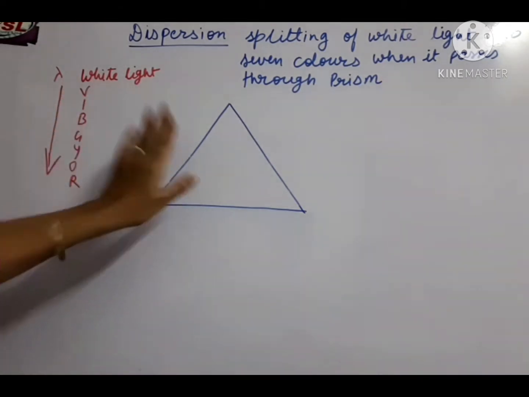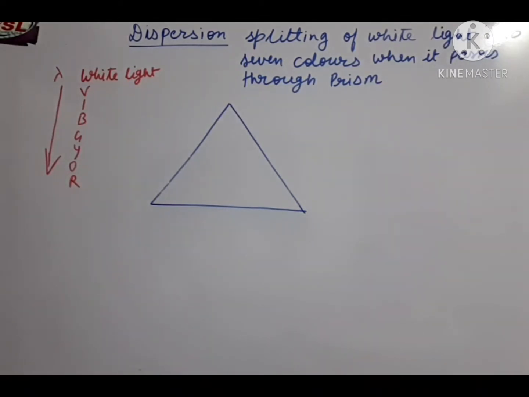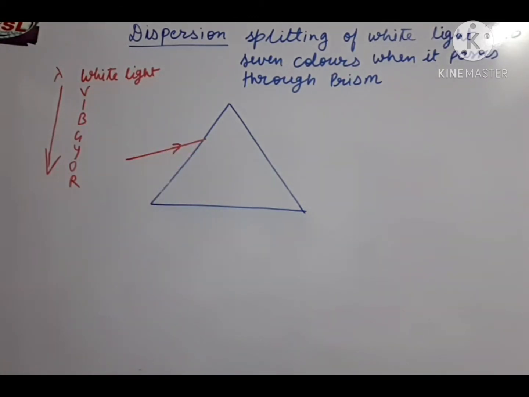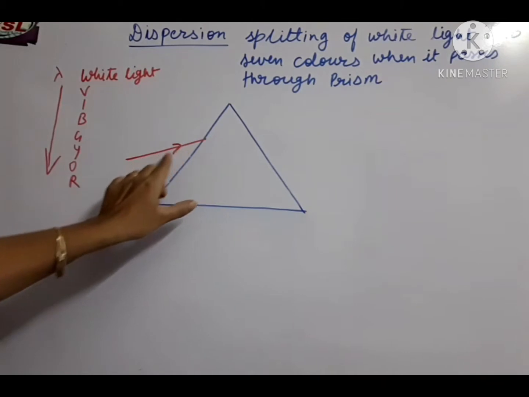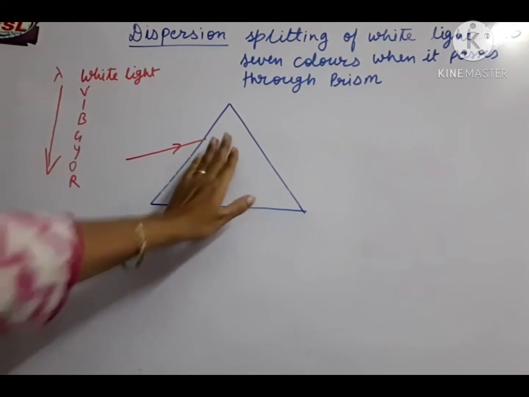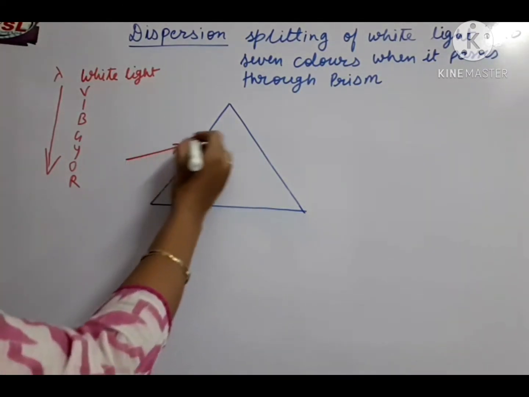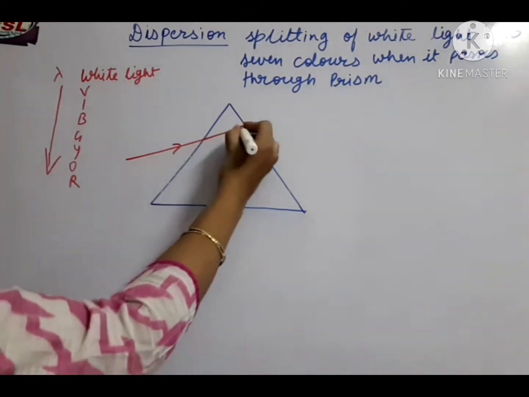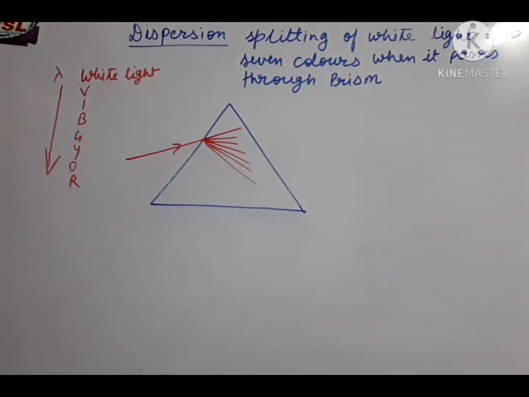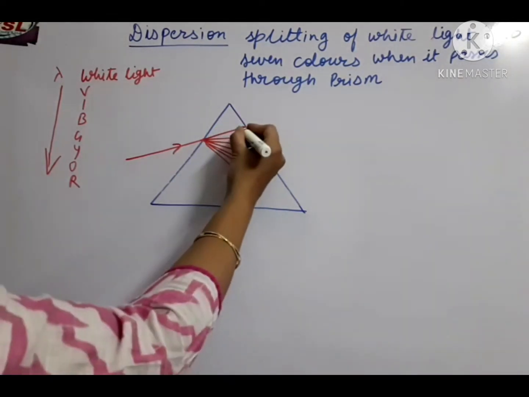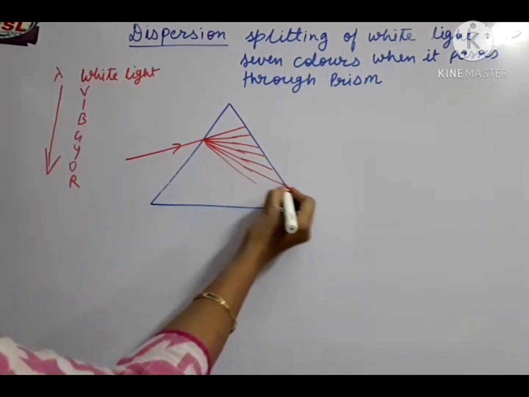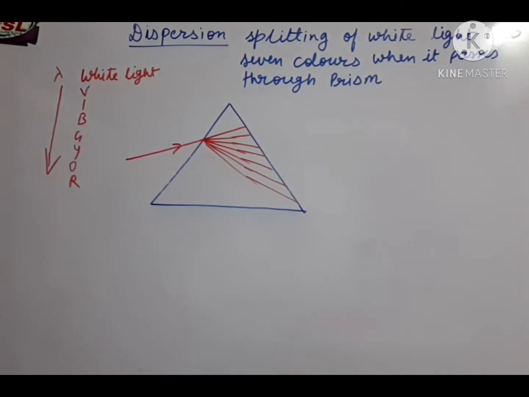Now what happens when we make white light incident on the prism? Suppose this is the white light which is incident on the prism. What happens when the white light enters the prism, that means from air to glass? The white light, in which already 7 colors are there, these 7 colors get divided. This way they get divided. They travel in a straight line as long as the single medium, that means glass, continues.